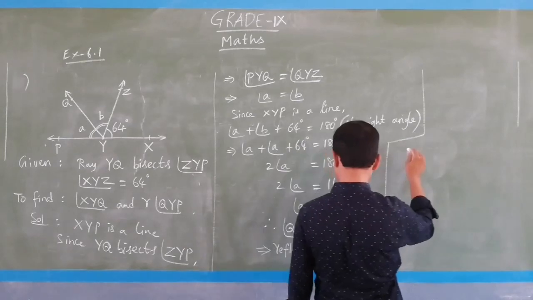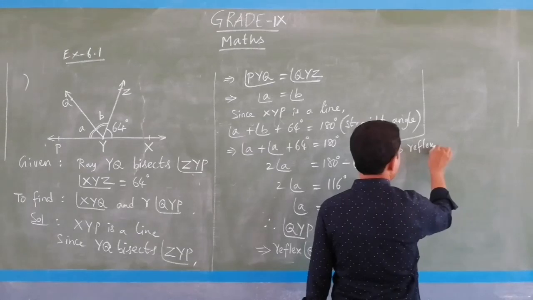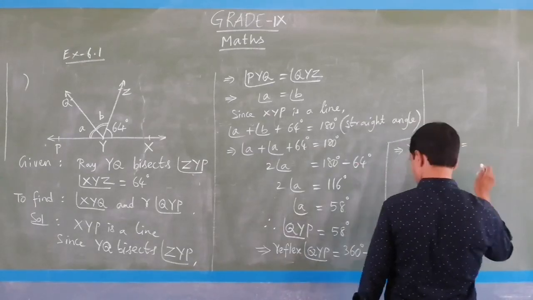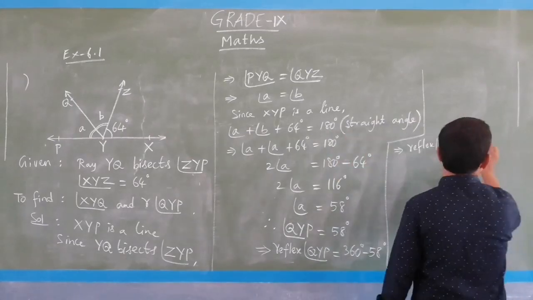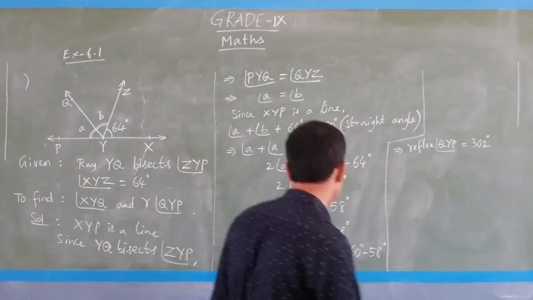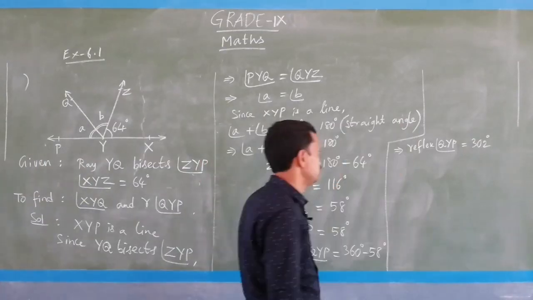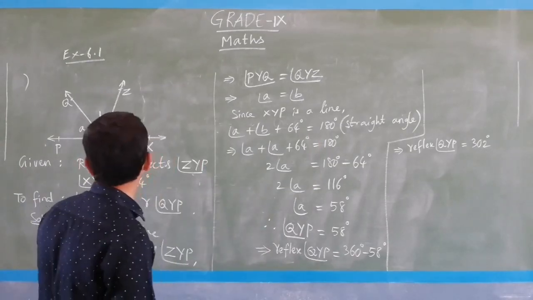This implies the reflex of QYP is equal to 360 minus 58, that is 302. Okay, 360 minus 58, that is 302 degree. So now we have found the reflex of QYP. And another thing, XYQ.